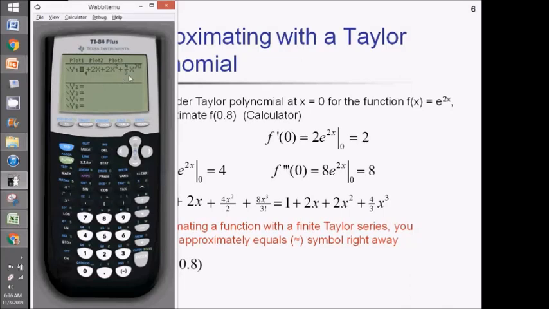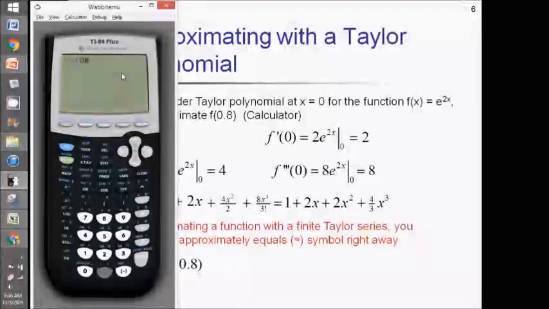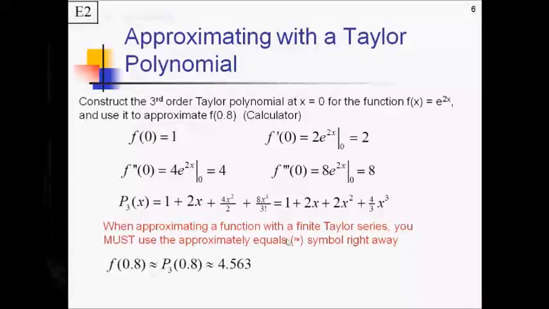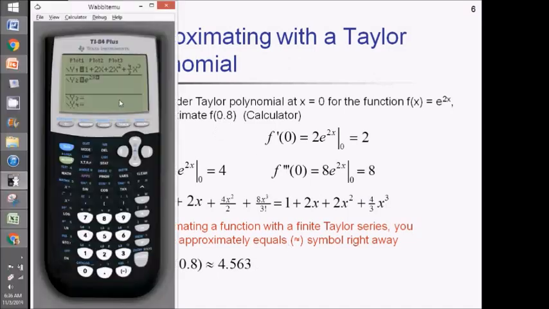So I've entered my polynomial in my y equals. I'm just going to quit out of there and do alpha trace to pull up y1, plug in 0.8, and that's going to come out to about 4.563. And I'm just kind of curious how close this approximation was to the true value of f of 0.8. So let me figure that out. The true f function, which I'm just going to put in y2, was really e to the 2x.